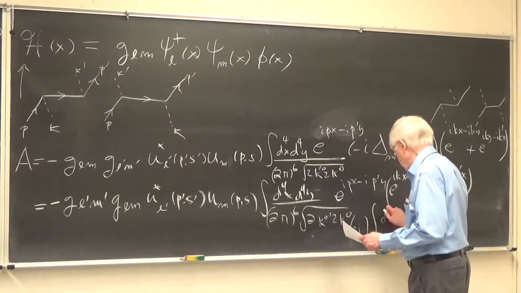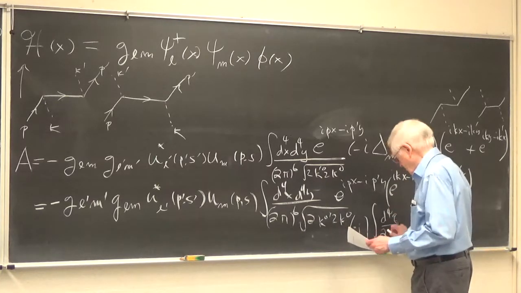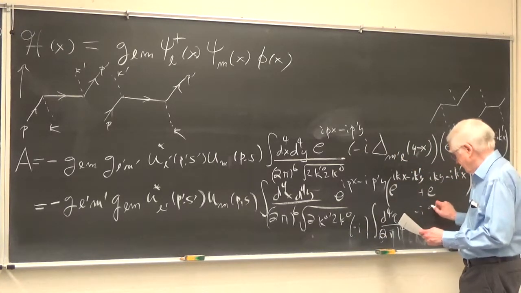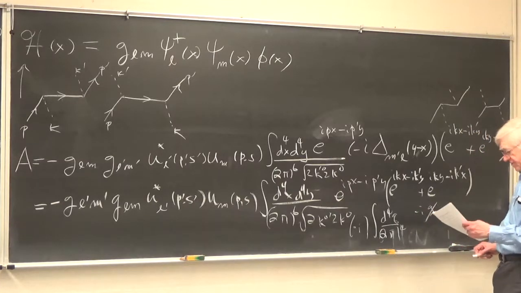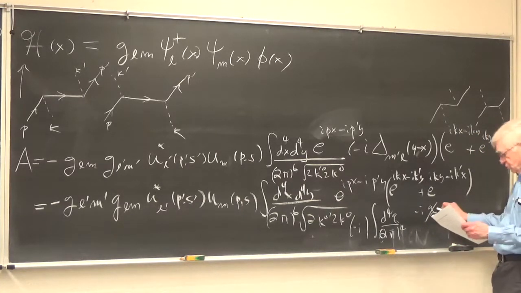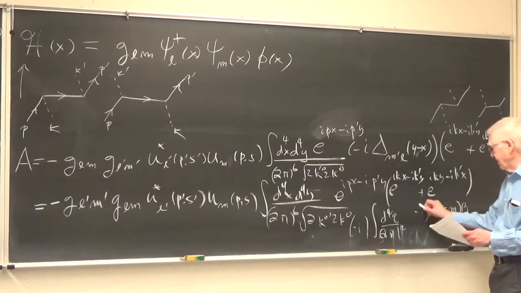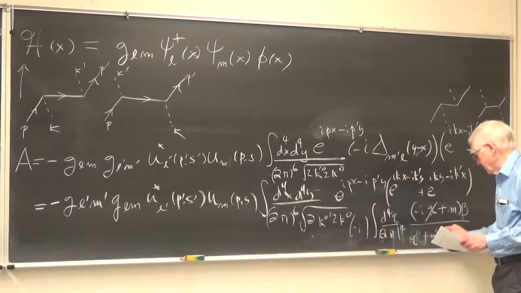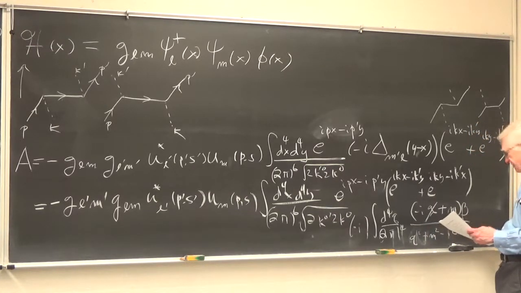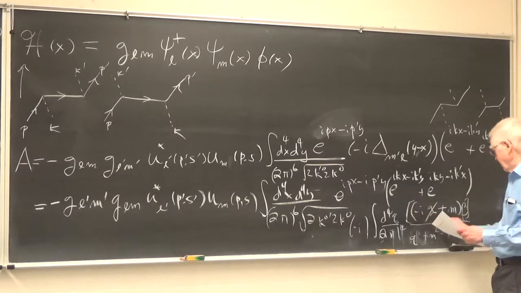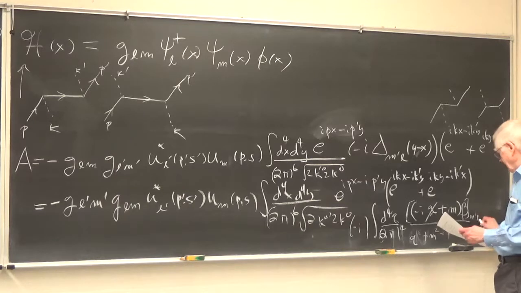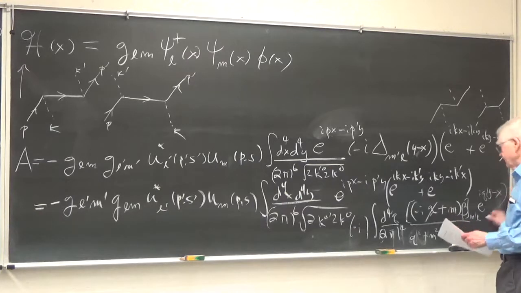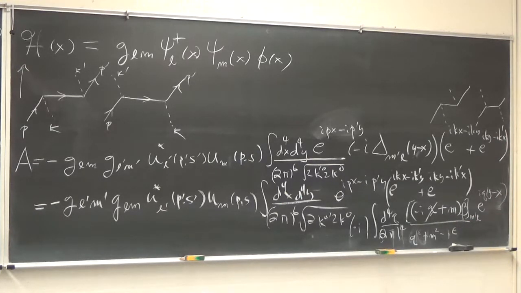minus i integral d fourth q over 2 pi to the 4th, minus i, I'm going to use Feynman's notation, q slash plus m beta, over q squared plus m squared minus i epsilon. The i epsilon doesn't matter in diagrams like this. But anyway, this is m prime L, and then e to the iq y minus x. Okay, so that's our expression.